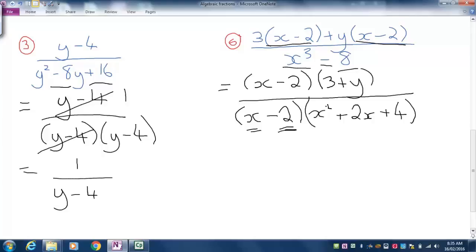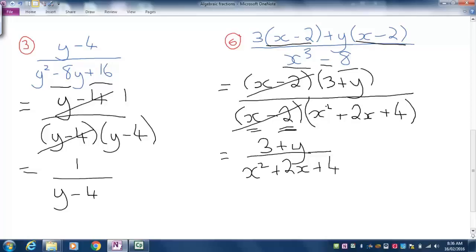Now we need to look for some common factors. So I've got a common factor here, x minus 2. X minus 2 will cancel out, and we're left with 3 plus y on the top, and x squared plus 2x plus 4 on the bottom. It's always good to check whether that can be factorised on the bottom there, but in this case it's fully factorised at that point, and that's as far as we can go in our cancelling.